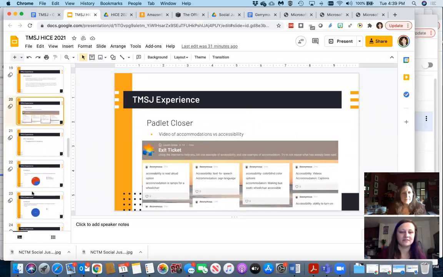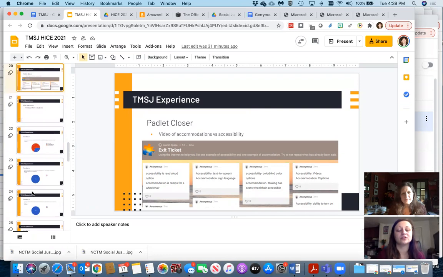And then finally, after that feedback was given, I did do another Padlet as a closer. And we watched a brief video about accommodations versus accessibility. I watched this video when I was in my undergraduate studies because I know I was a little bit confused on the differences too. But I had them watch the video and then find examples that maybe even are on their computer of accommodations versus accessibility. And you can see some of their examples there. But that was a great way to close off our lesson, to really end what it means to be an athlete. They really enjoyed it.